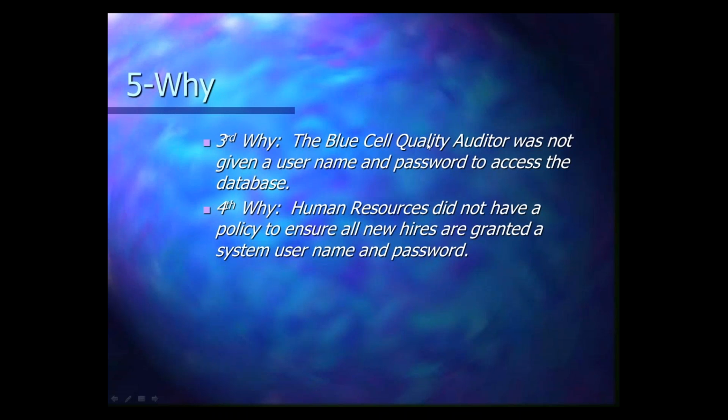Well, why wasn't the auditor aware of this? Well, the auditor wasn't given a username and password to access the database. Why not? The HR manager did not have a policy to ensure that all new hires are granted a system user, a username and password. Again, how do we know we've gone far enough? It should not be the quality manager or management representative doing problem solving in a vacuum. It should be a multidisciplinary team. And if the team agrees they've asked why enough and you're really at the root cause, you can have some confidence you've gone far enough.